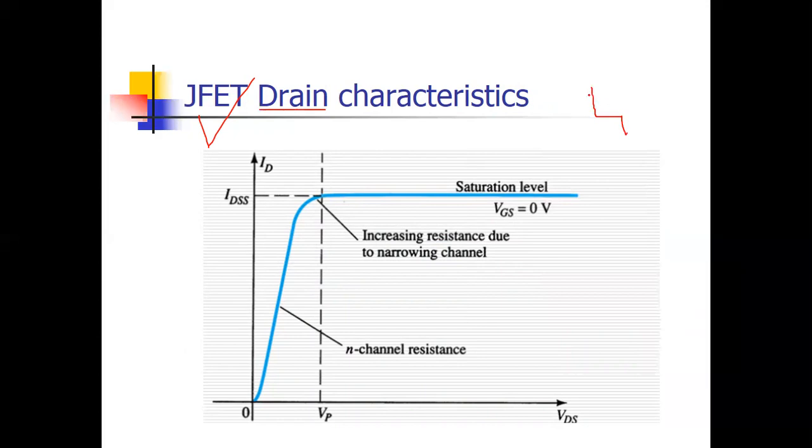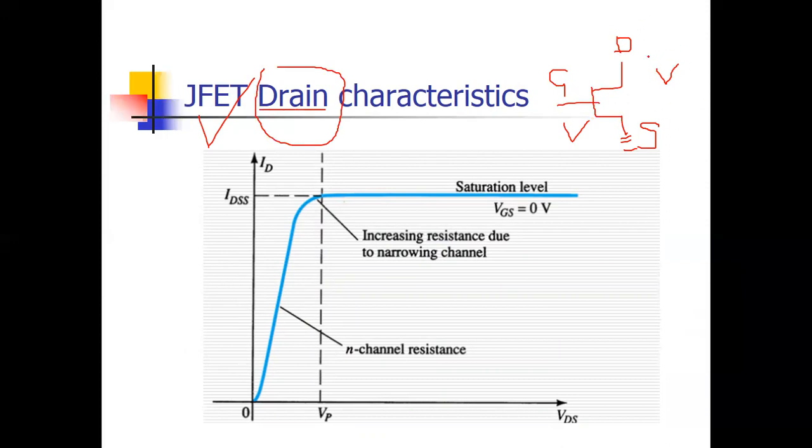Suppose I am taking this symbol. This is gate, drain, and source. So this is grounded. So what is the input side? Input is gate side, and output is drain side. So if we are talking about drain characteristics, ultimately we are talking about the output characteristics.